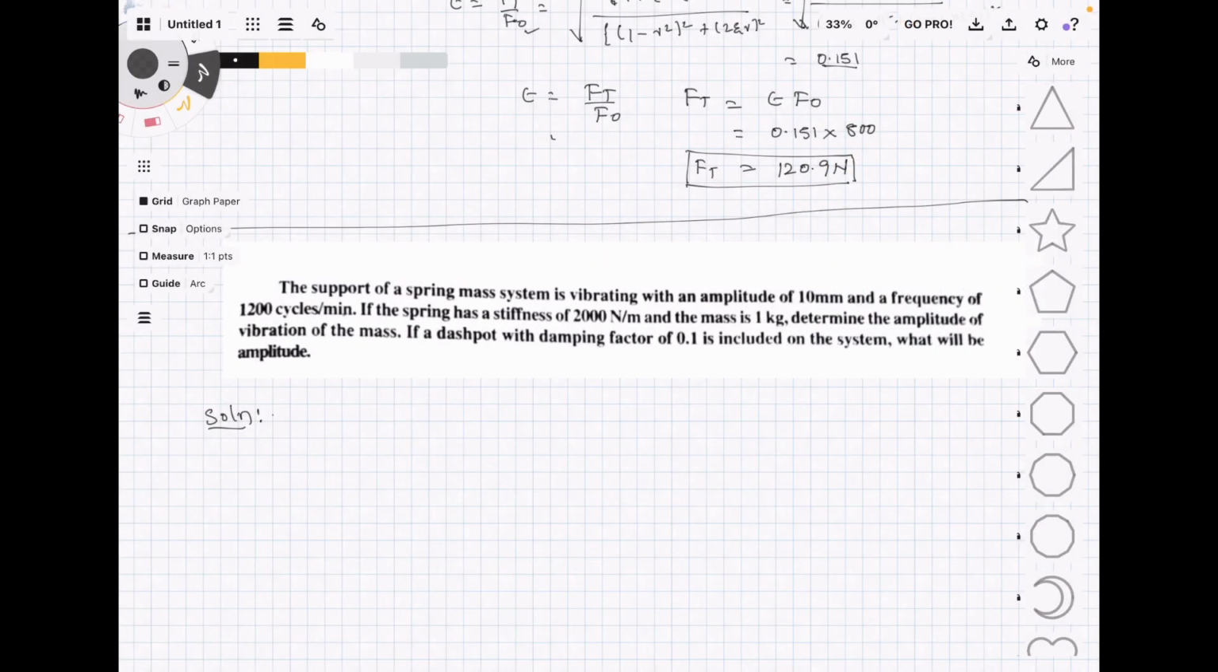Solving the second problem here. The problem definition is as it is. The support of a spring mass system is vibrating with an amplitude.